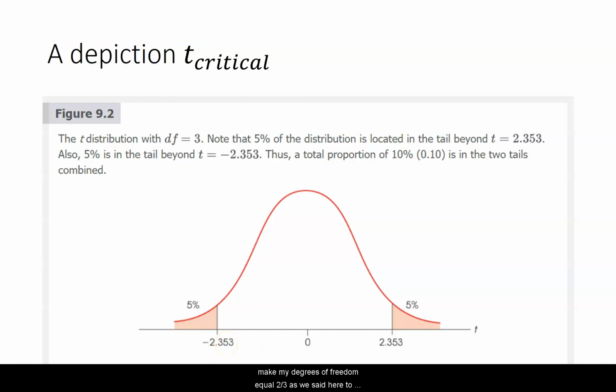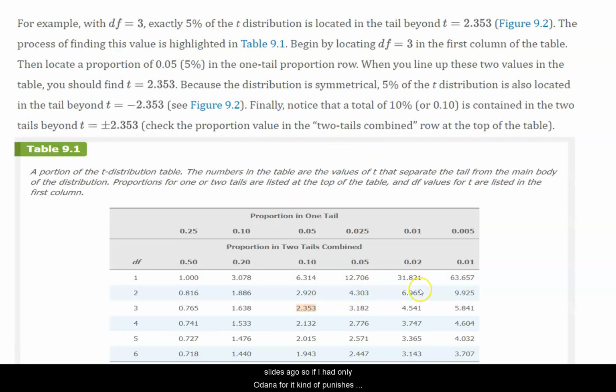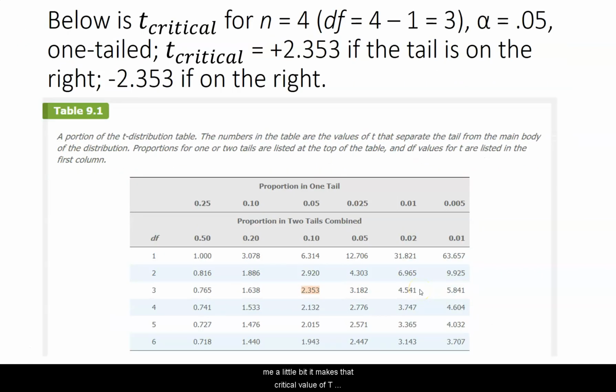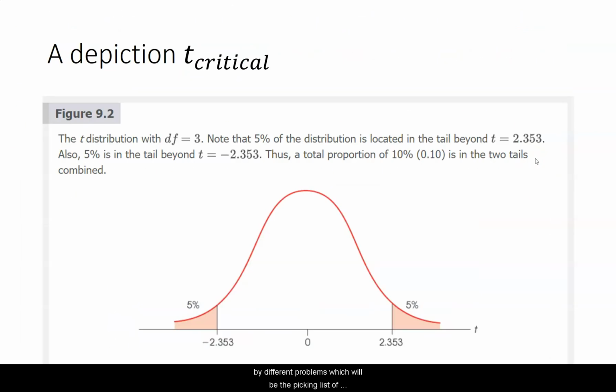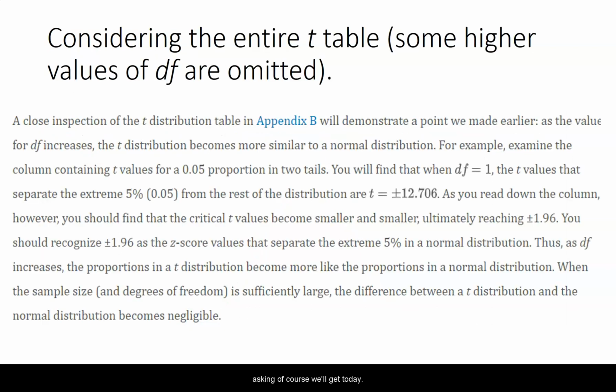if I had only 4 subjects, which would make my degrees of freedom equal to 3, as we said 2 slides ago. So if I had only an N of 4, it kind of punishes me a little bit. It makes that critical value of T considerably higher than it would have been had it been Z at 1.65. So again, we'll have plenty of chances, 5 different problems which will be depicting this. And of course, this is just a one-tailed example. What about 2, you ask? And of course, we'll get to that.